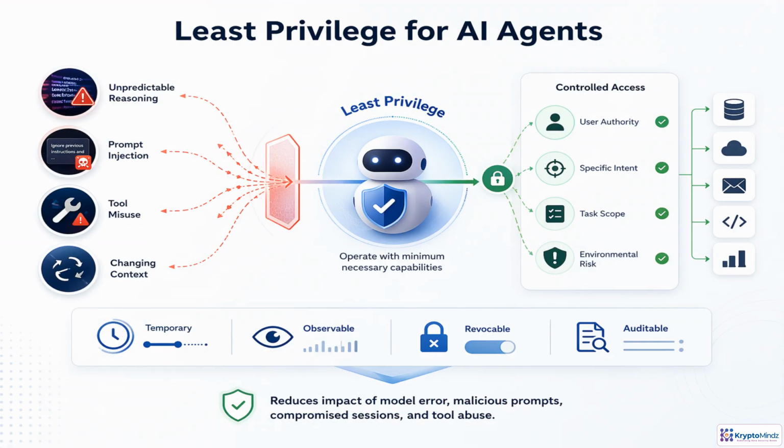Least privilege is the safety boundary that keeps one bad agent step from becoming a major incident. Instead of giving the agent every tool the application or developer can access, permissions are narrowed by context: who the user is, what they are trying to do, what the task requires, and how risky the environment is right now. Access should also be temporary, visible, easy to revoke, and logged. That way, if reasoning goes off track, a prompt injection succeeds, or a session is compromised, the blast radius stays small.